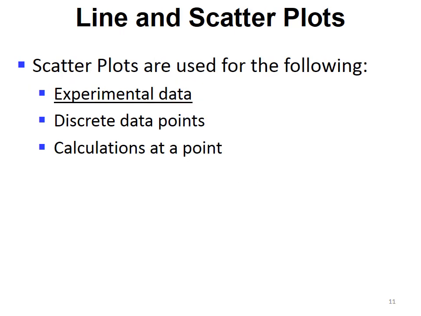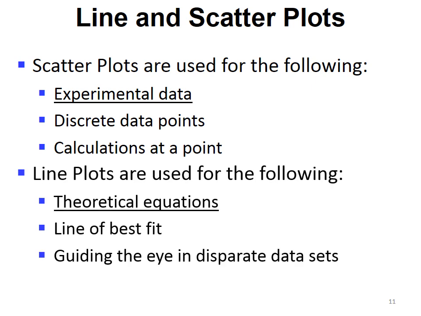Scatter plots should be used when presenting experimental or measured data, discrete data points, or calculations at a specific point. Meanwhile, line plots are used to depict theoretical equations that model a scientific phenomenon. They are also used to illustrate a line of best fit for experimental data. For the most part, scatter plots and line plots should be restricted to the above uses.